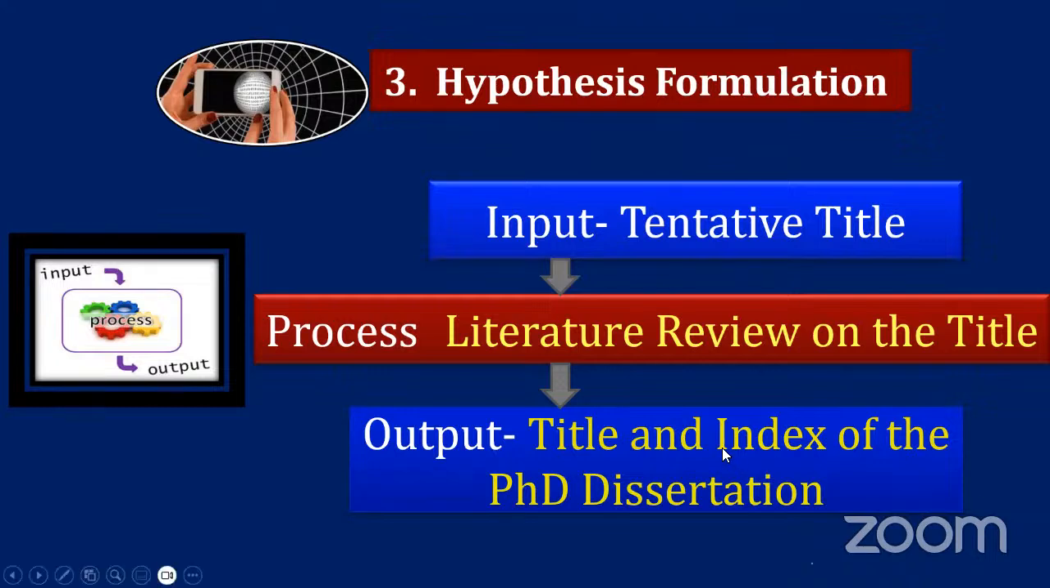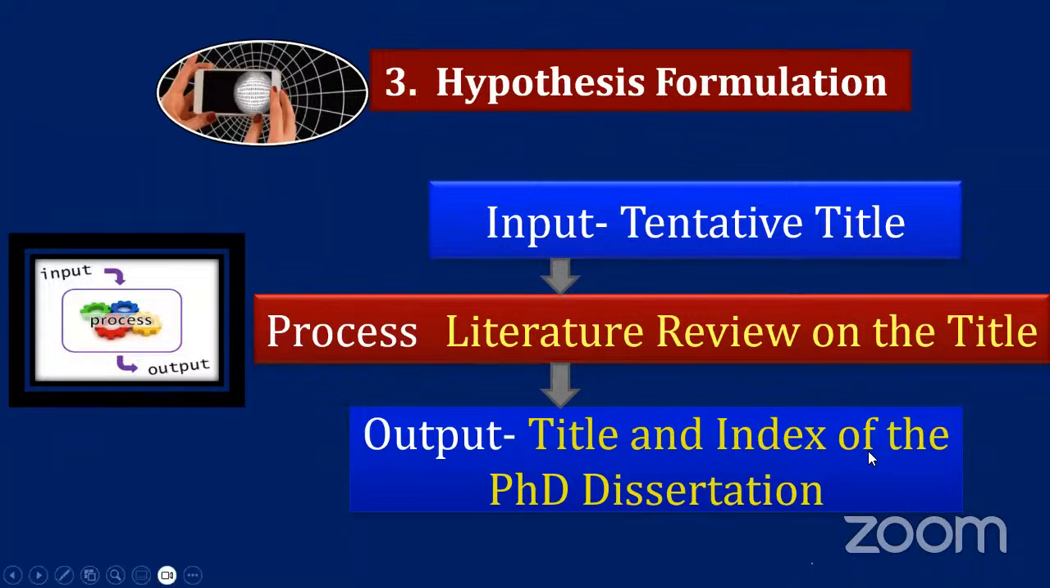So title and index of the PhD dissertation will be our output of hypothesis formulation. So what will be the title now? Design and development of an efficient power management tool in embedded operating system. That goes as a detailed title, which expresses our area of interest as well as the title of the project. First is the subject of interest, then a particular area of interest, and from there it is the title of interest.